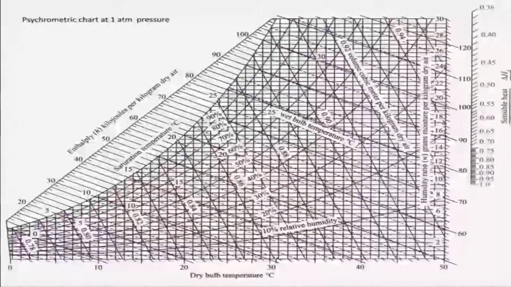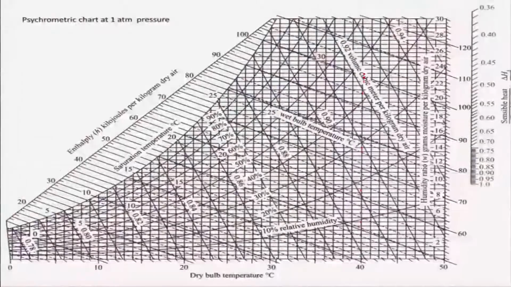I know the dry bulb temperature is 40 degrees. That means I have to go through this point. Then I have to go for the 30 degree wet bulb temperature. This is your wet bulb temperature, this dashed line. The solid line corresponds to the enthalpy. The dashed line corresponding to the wet bulb temperature will be crossing here. Are you getting that? That is the point.